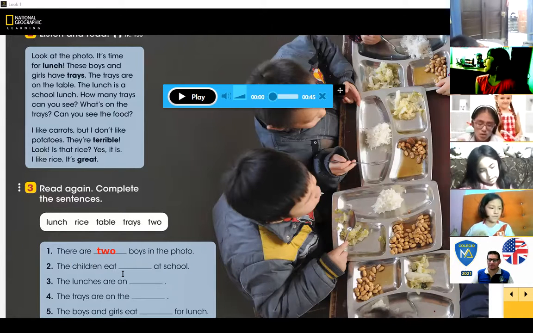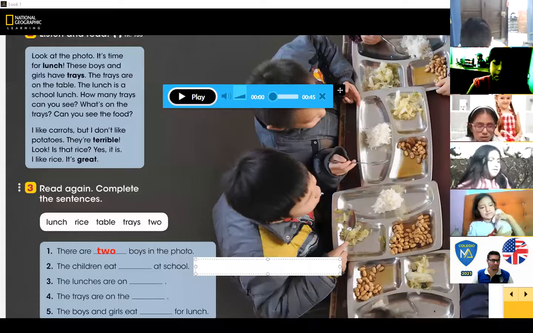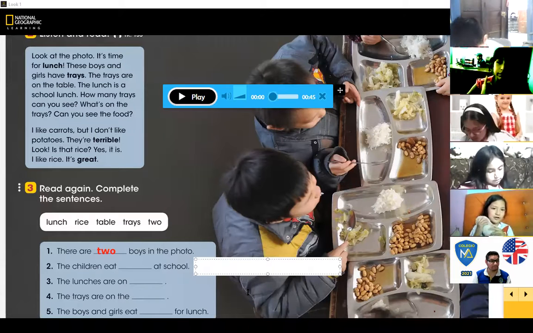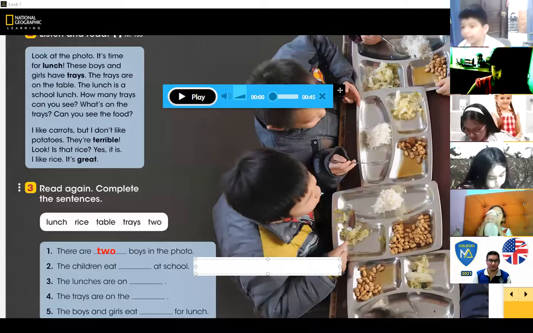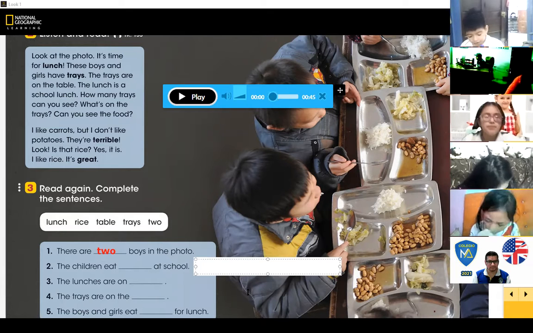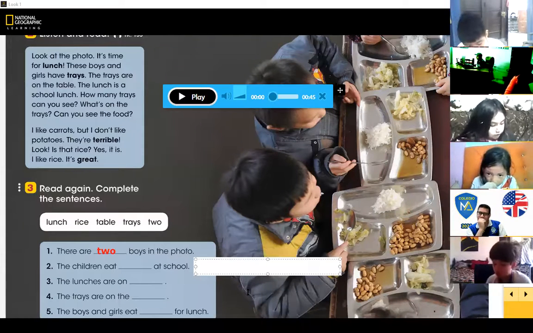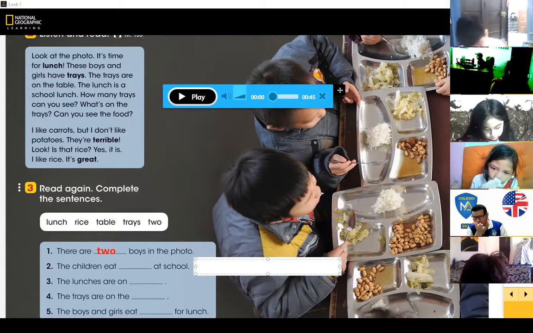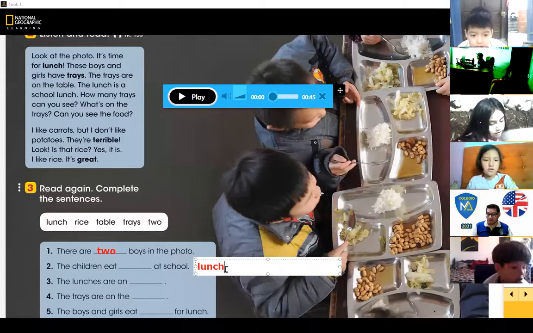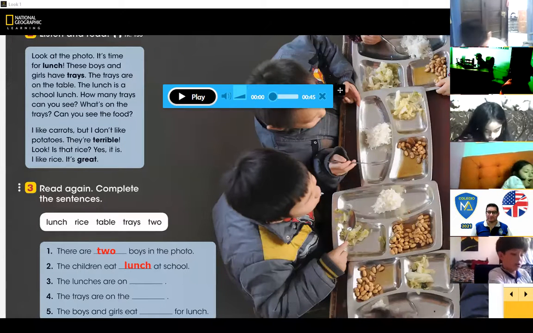Now let's continue. The children eat. What do children eat at the school? What's the answer? The children eat table. O sea que se come table. Table, la mesa. Oh, the children eat table. Rice. Trays, o sea, se comen las bandejas. Lunch. El almuerzo, right? The children eat lunch. Los children almuerzan at the school. The children eat lunch.